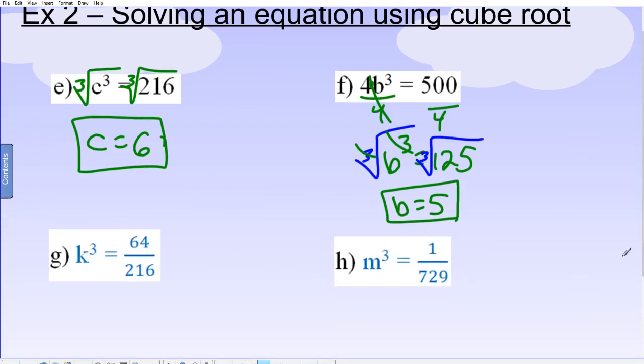Here are 2 for you to try. These are letters G and H. So go ahead and copy the problems down. Pause the video, try them out on your own. When you're ready to continue, hit play, and we will go through them together.